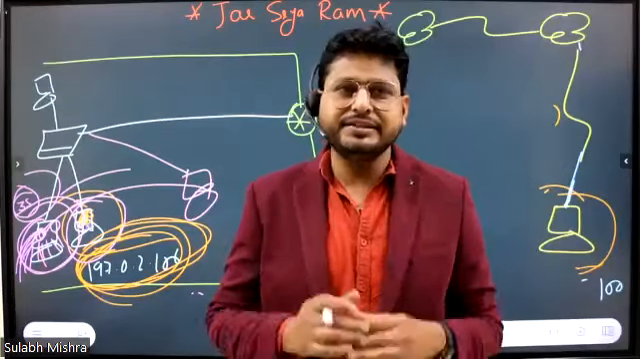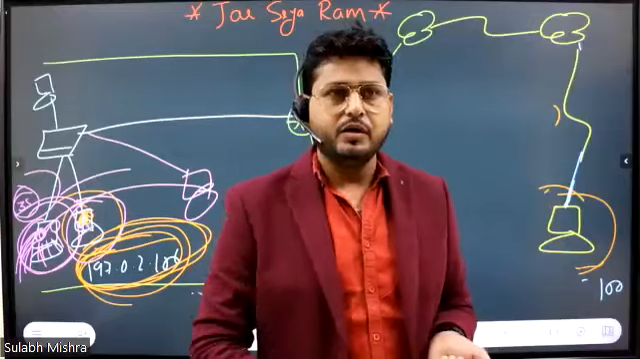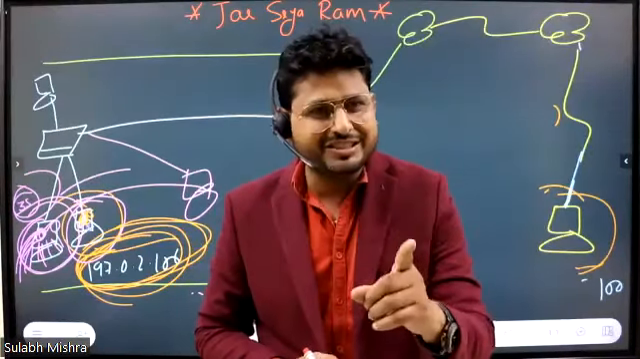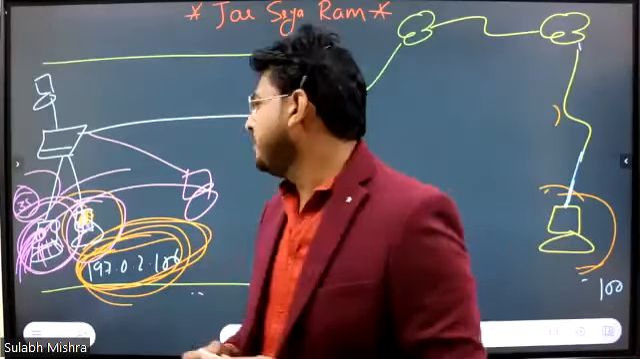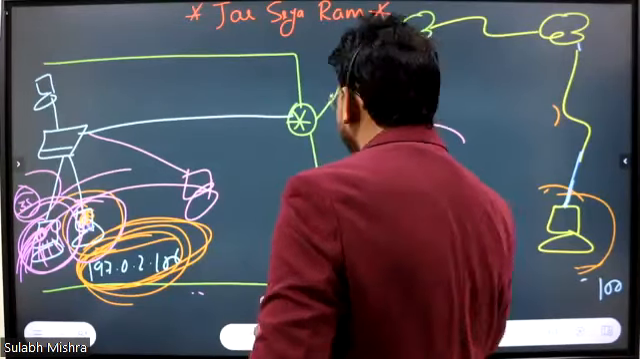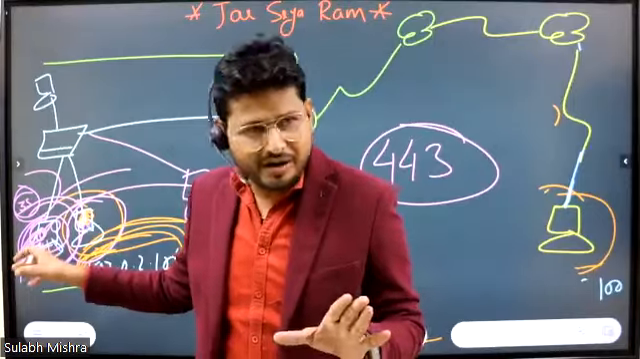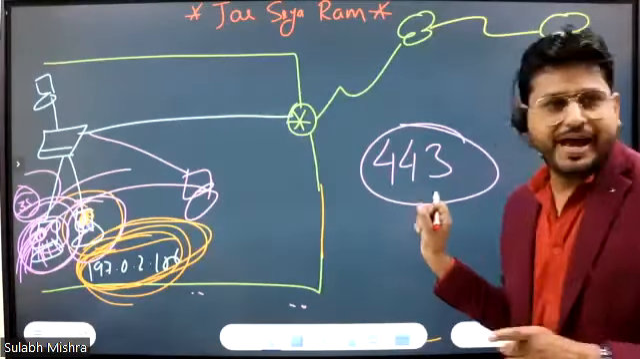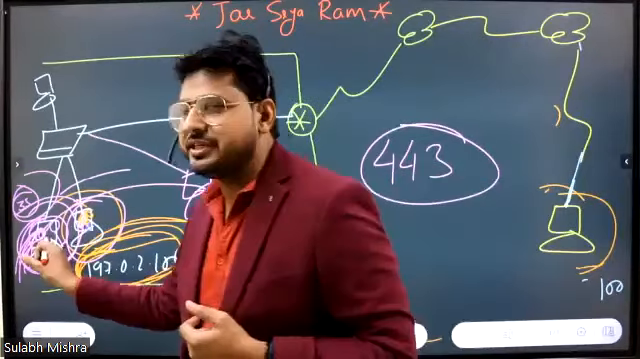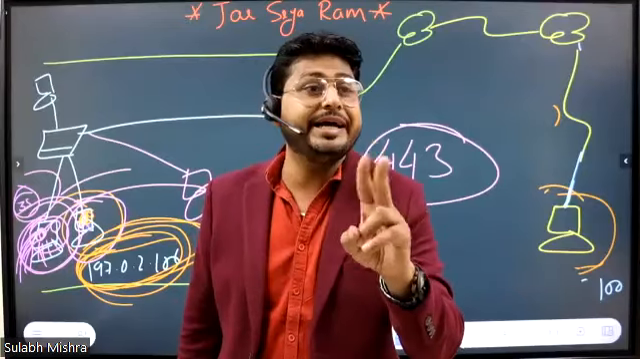So IANA has reserved some specific port numbers on the public internet, on the public network. For example, HTTPS, meaning web access on HTTPS, the port number is 443. If you want to deploy a website or web application and give access to outside people, you have to deploy the website on port number 443, or port number 80 for HTTP.